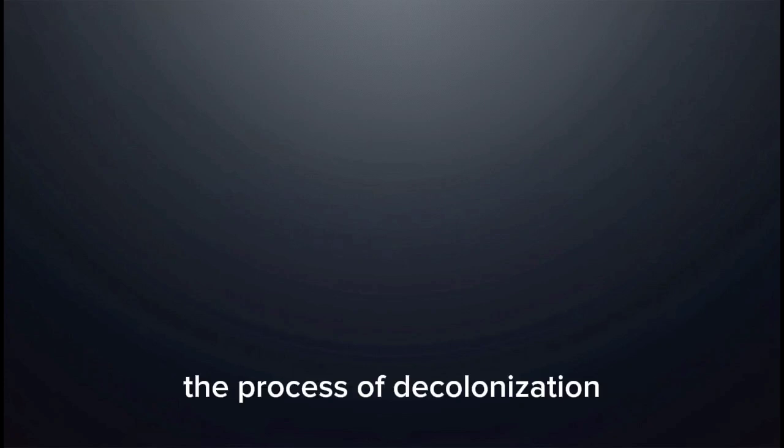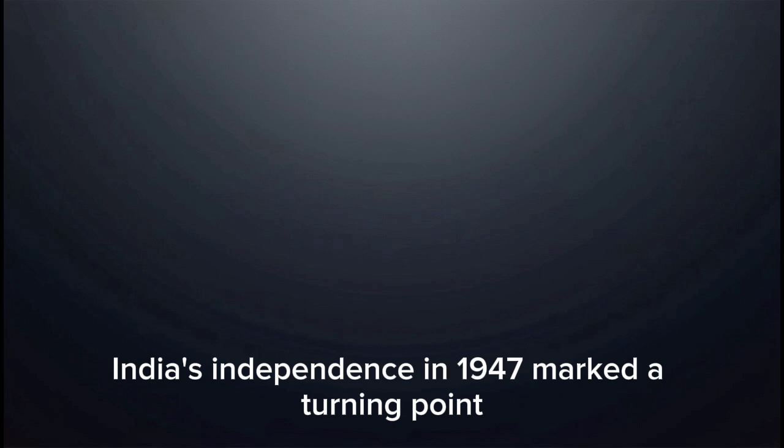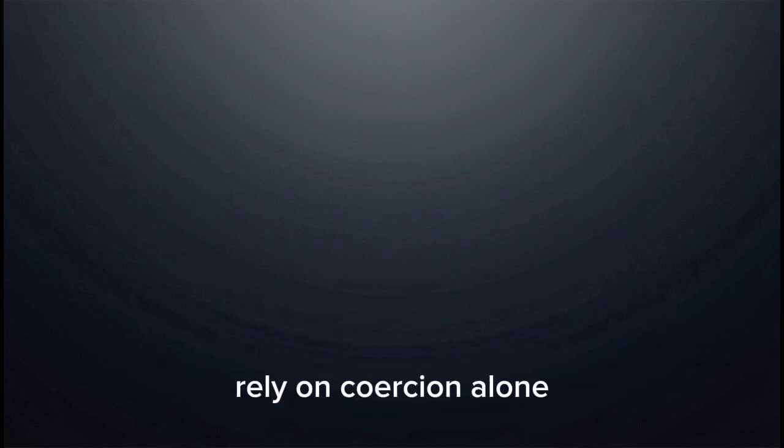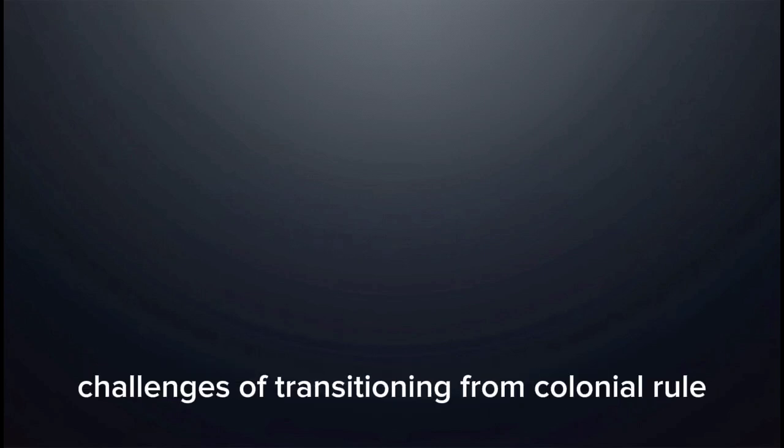Decolonization and the end of empire. The process of decolonization unfolded over several decades, often through negotiation, but sometimes through conflict. India's independence in 1947 marked a turning point, demonstrating that Britain could no longer rely on coercion alone to maintain its empire. The partition of India into India and Pakistan was accompanied by massive population displacement and violence, highlighting the complex challenges of transitioning from colonial rule.